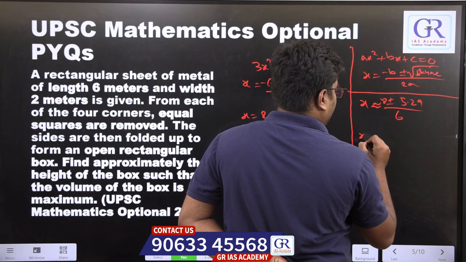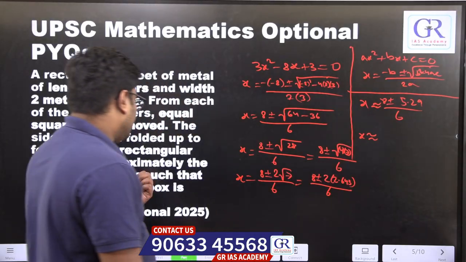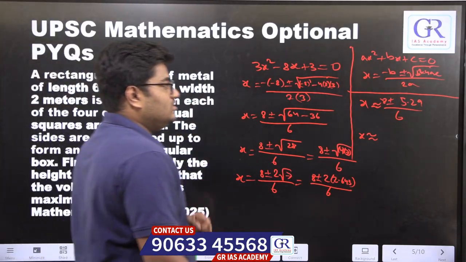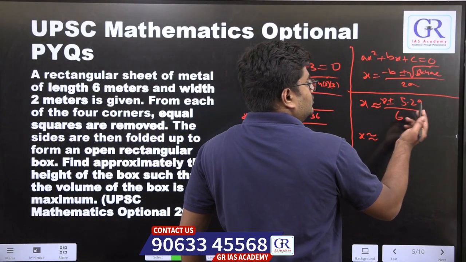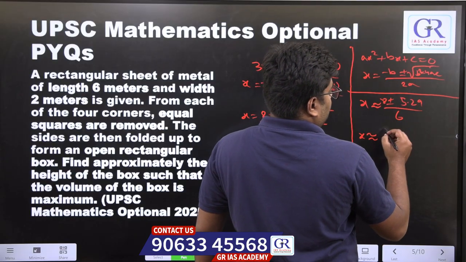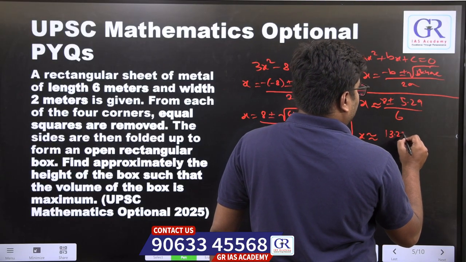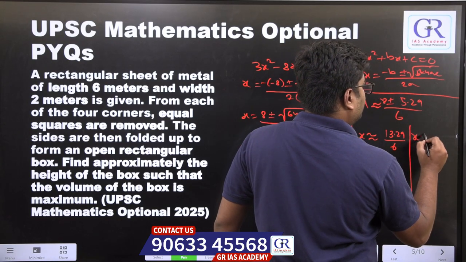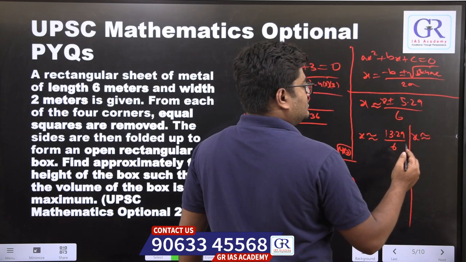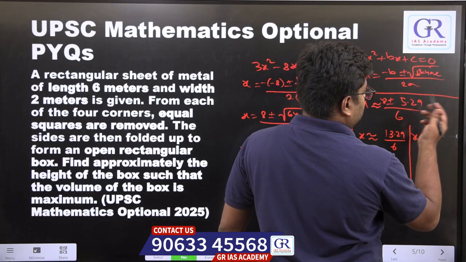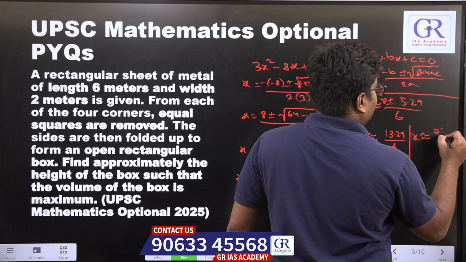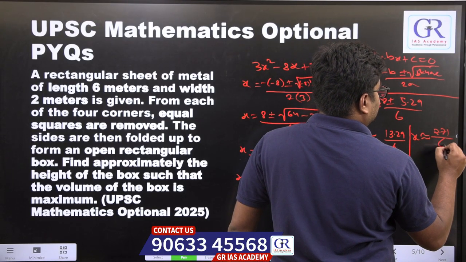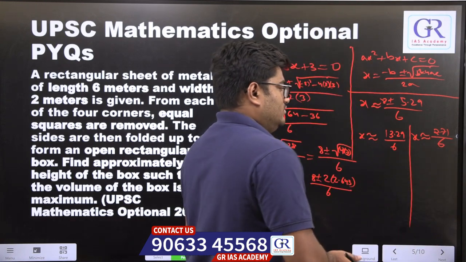In the question they have also asked approximately, so you can remove the third here. So let's calculate it. 13.29 by 6, or x is approximately equal to 8 minus 5.29, that is 2.71, 2.71 by 6. We have two values.